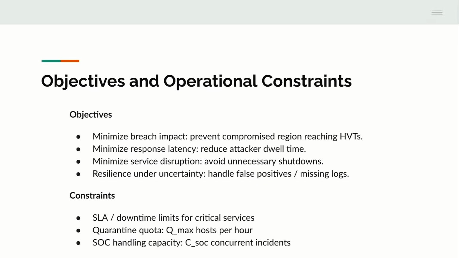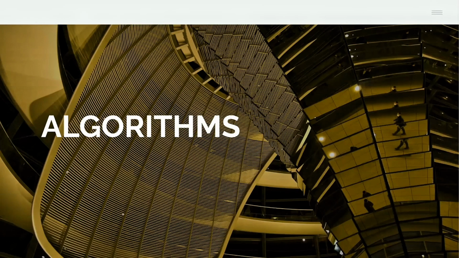So let's talk about the objectives and constraints. Our goals are to reduce breach impact, respond faster, minimize service disruption, and remain reliable despite noisy alerts. At the same time, we must respect SLA downtime limits, a quarantine quota, Qmax, and a limited SOC capacity, CSOC. Now I am going to talk about the algorithms I have used to solve our problems.